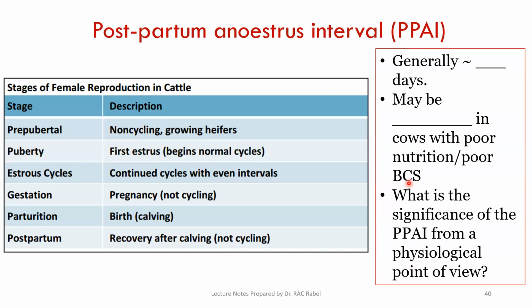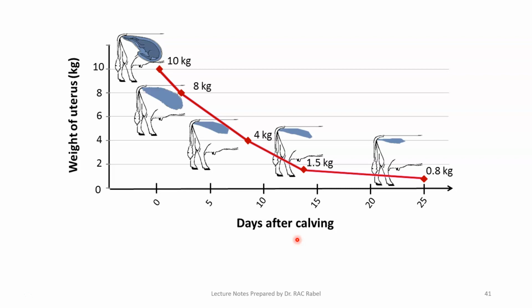So this open period, I said we wait for 60 days. Some animals may come to heat, some animals won't, right? So there is a period of anestrus. We call this the postpartum anestrus interval, right? There are other anestrus periods in cows too, and those are examples. And this is the postpartum anestrus interval. So why do they need this?